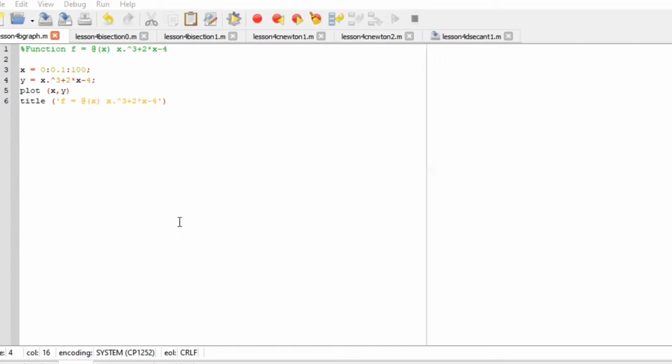So in this lesson, basically, I'm just going to show you guys codings that you can use that can help you solve or approximate roots. This includes bisection, Newton, and secant.